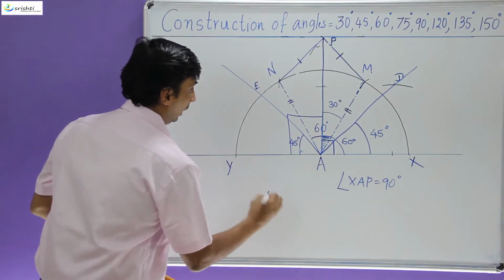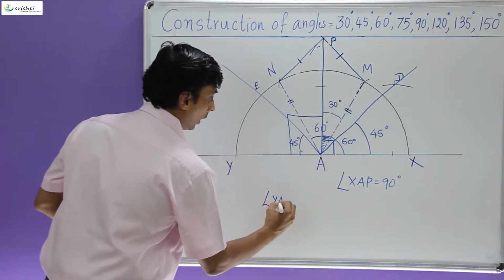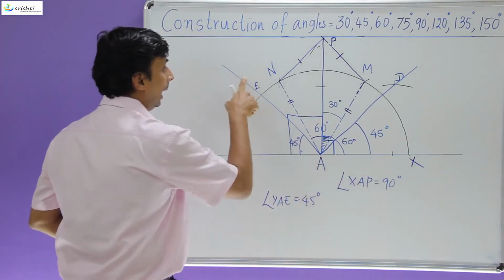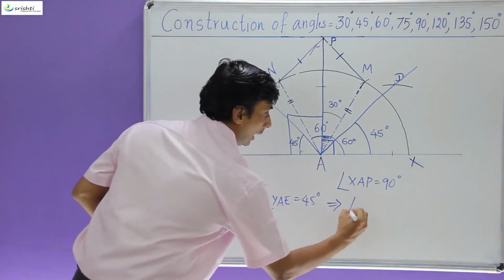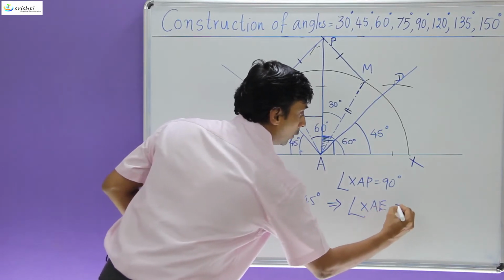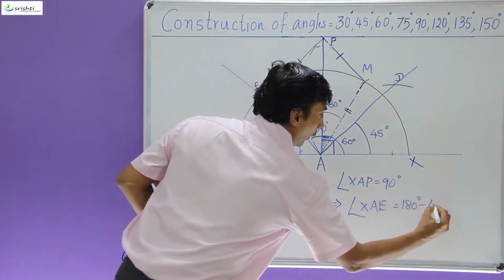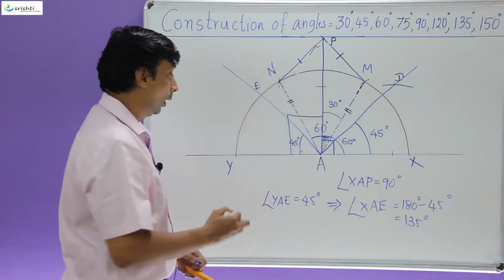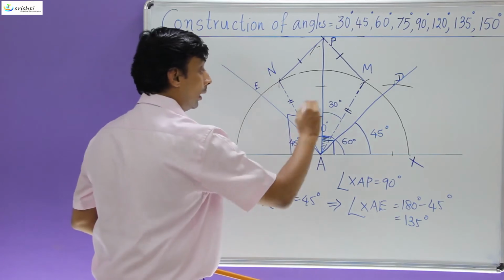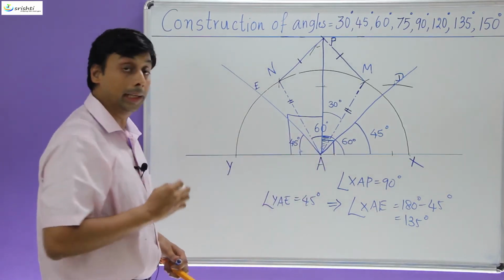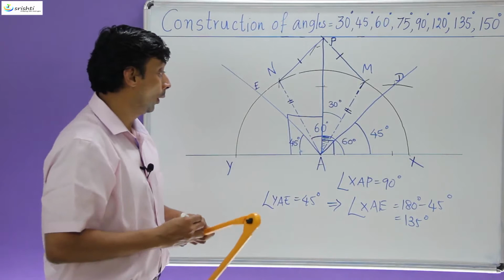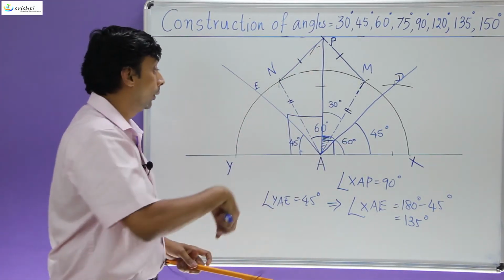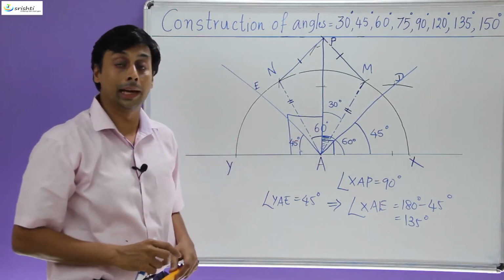So we know that angle YAE is equal to 45 degrees, and that makes angle XAE, so this implies angle XAE is going to be 180 degrees minus 45 degrees, and that equals 135 degrees. Why is that so? That's because YAX is a straight line and the complete angle around the straight line is 180 degrees. So from a 90-degree angle, we were able to construct a 45-degree angle, as well as a 135-degree angle.